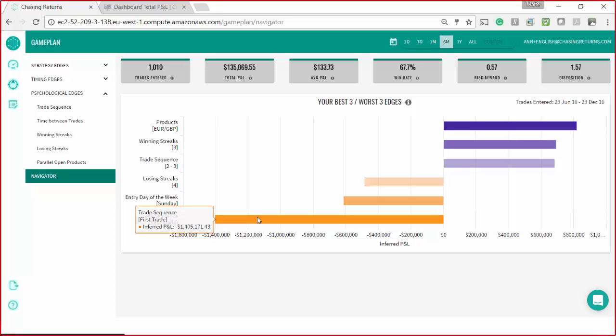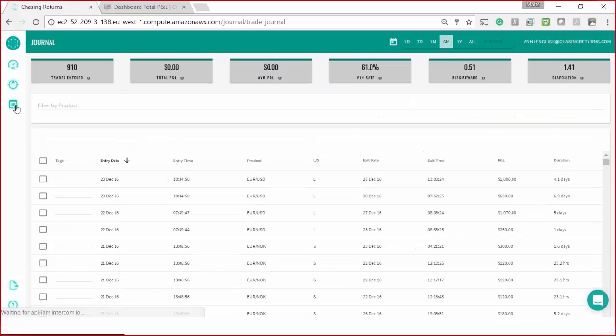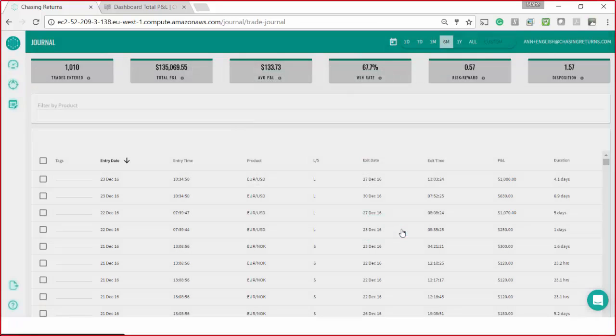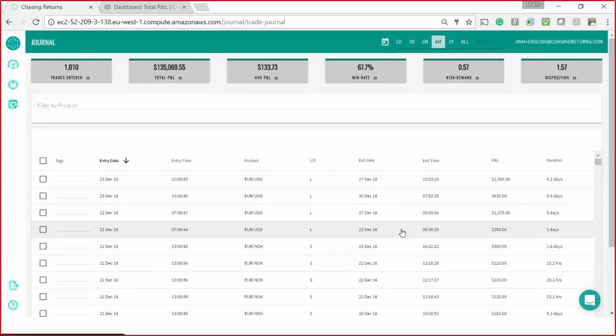So that's kind of a whistle stop tour of the game plan. I'm just going to briefly show you the third app, which is the trade log. Sorry, the journal. Yeah, the journal. We're constantly changing our names. That's just one of the help screens popping up. We're just finalizing product names at the minute.